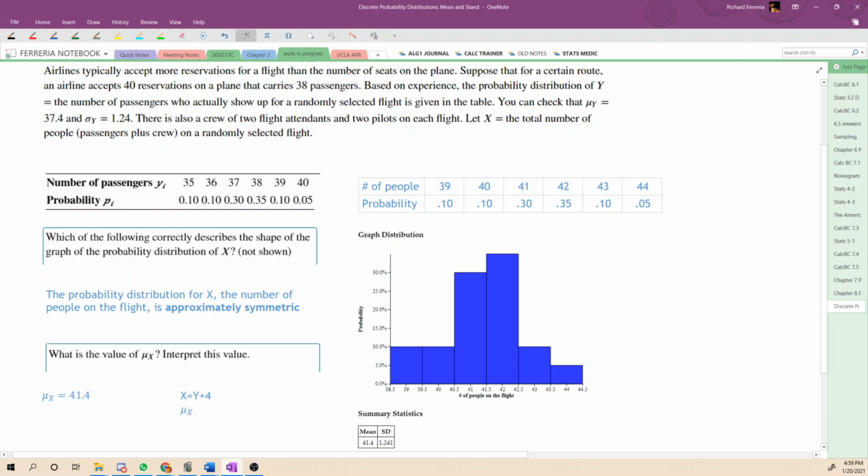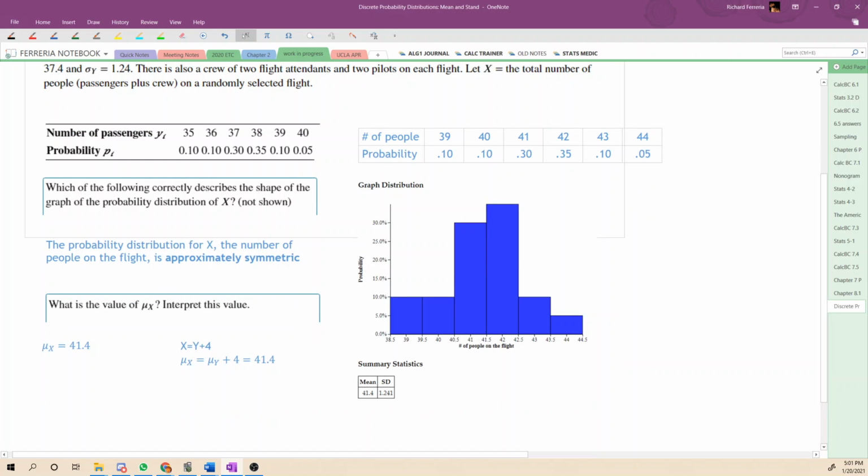Using the law of probabilities for discrete probability distributions, then, we should know that the mu of x equals the mu of y plus 4. So when you add a value to all of the outcomes in one distribution, then the mean of the new distribution is the old mean plus that same value you're adding, which is, of course, equal to 41.4. The second task here is to interpret that value of 41.4.